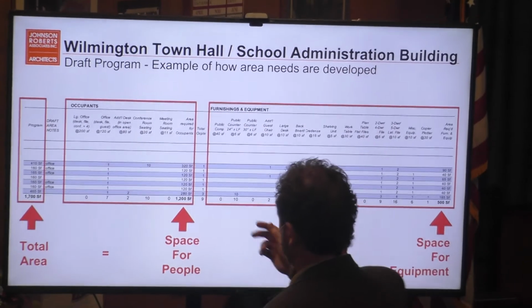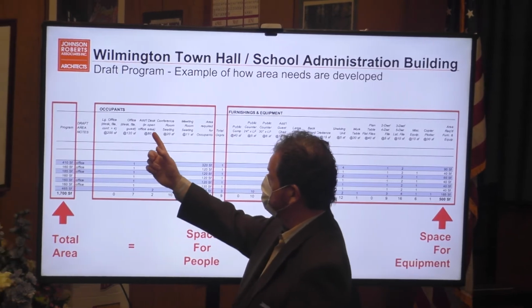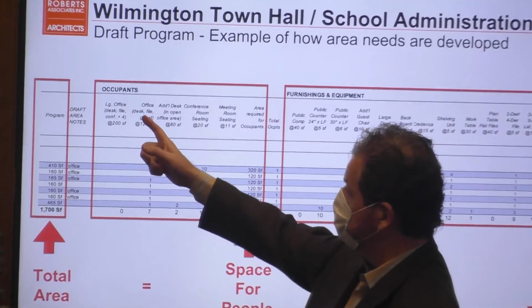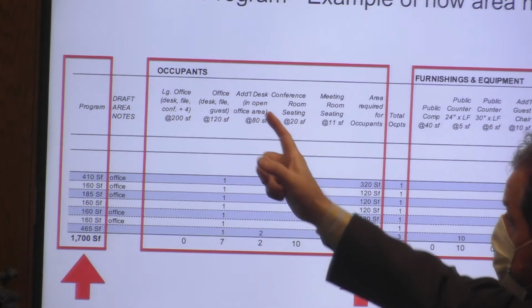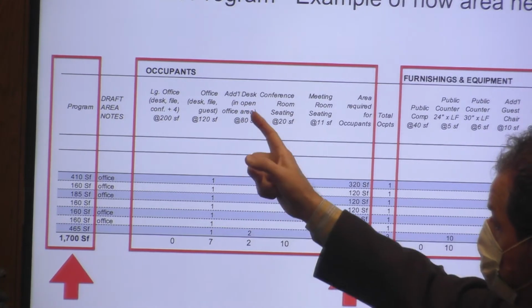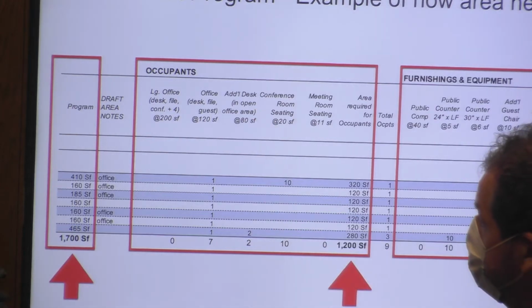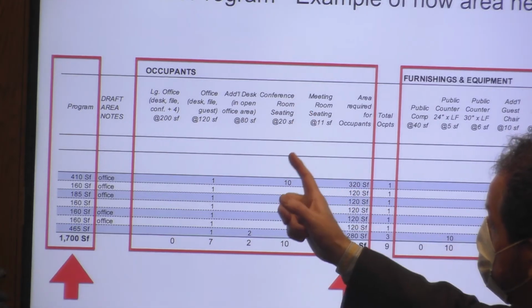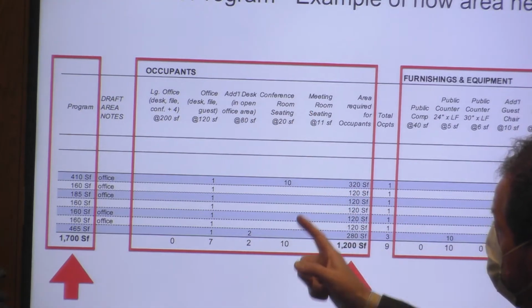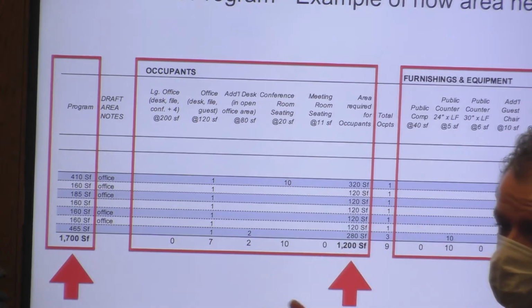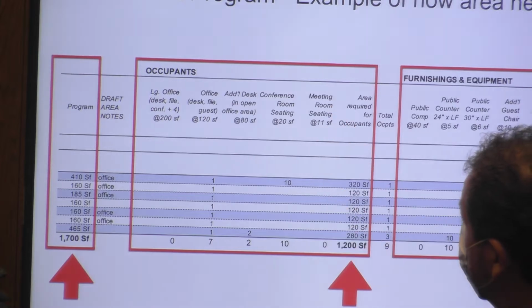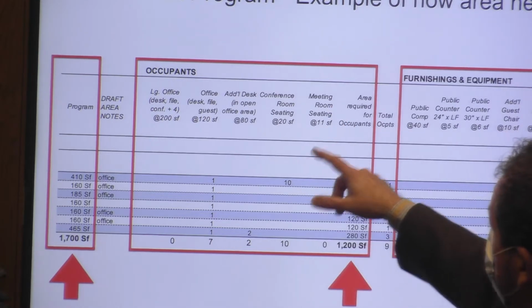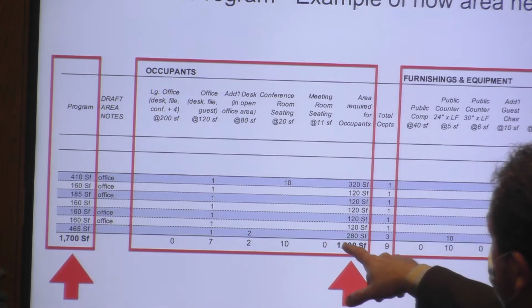So the different size offices are here, and an additional space in an open office. If it's a shared office, for example, there'll be one full-size office and then additional space for each additional person. There's another 80 square feet that's added. If there's conference room seating, that's at 20 square feet, and that's listed here. Meeting room seating is at 11 because the tables take up a lot more room in a smaller space. When it's just seating, you don't need quite as much room. And then that all totals up here.